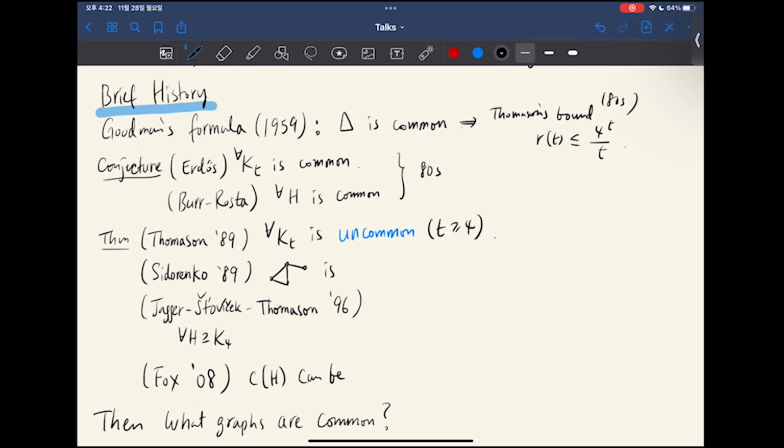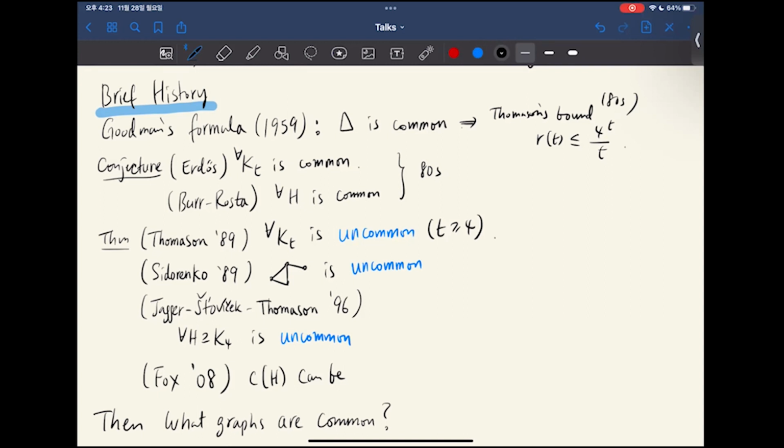At roughly the same time, Sidorenko also proved that this graph, the triangle plus a pendant edge, is uncommon, which disproves the Burr and Rosta conjecture. Later on, worse and worse counterexamples were found. Jagger, Stobicek, and Thomason in the late 90s proved that any graph that contains K4 is uncommon. So this generalizes Thomason's results.